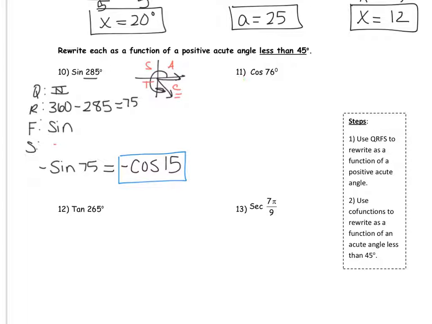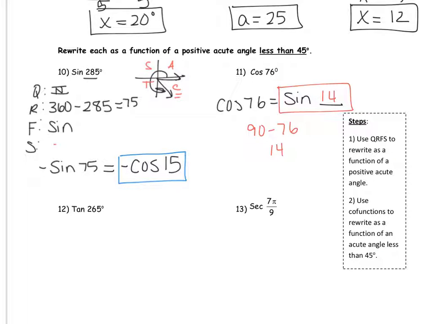Okay, now let's look at number 11. Number 11 is perfect because 76 is already a positive acute angle, so we don't even have to do quarters or for sodas. We just have to make it less than 45 degrees. So we know that cosine of 76 is equal to sine of what? Because I know that sine and cosine are cofunctions if their angles add to 90. So if you just do 90 minus 76, you get 14. So the answer is sine of 14.